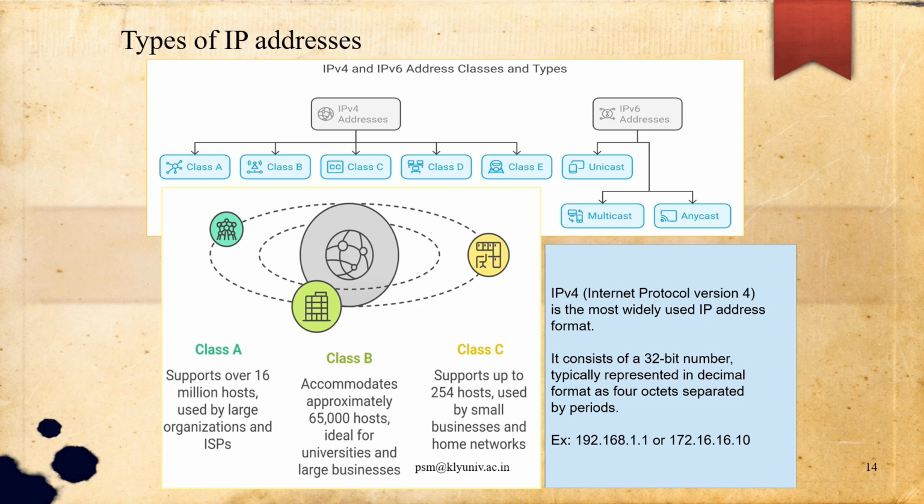So we convert that particular 32 bits into 4 dotted decimal. Here you see 172.16.16.0. So there are 4 slots. Each slot has 8 bits, so 4 into 8 bits, 32 bits. So we represent that in decimal format.